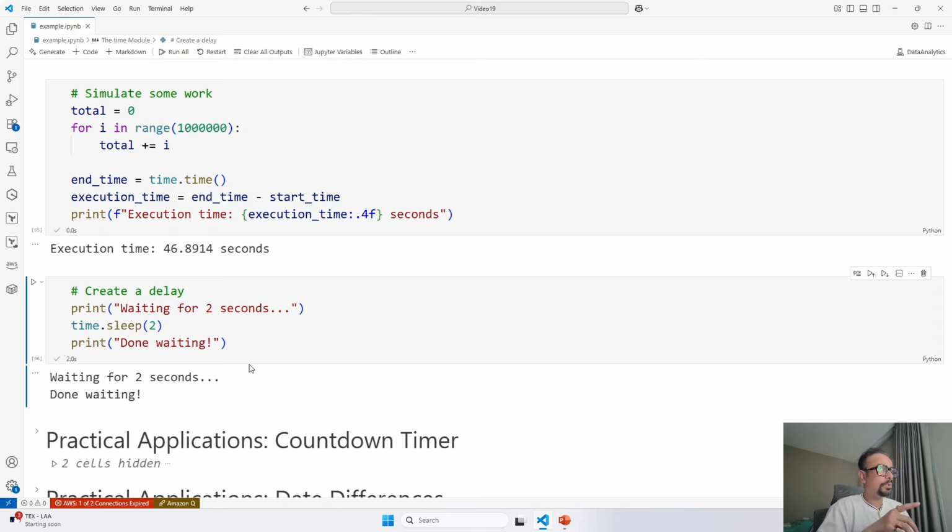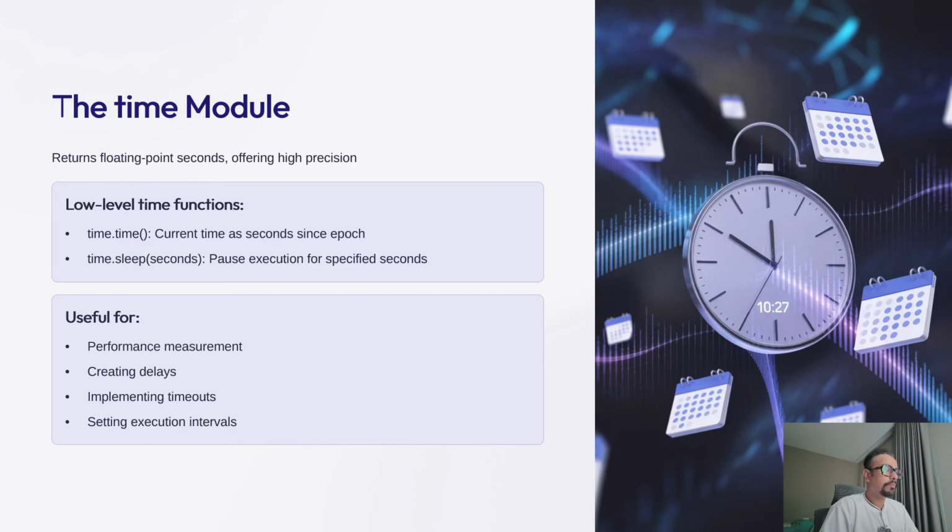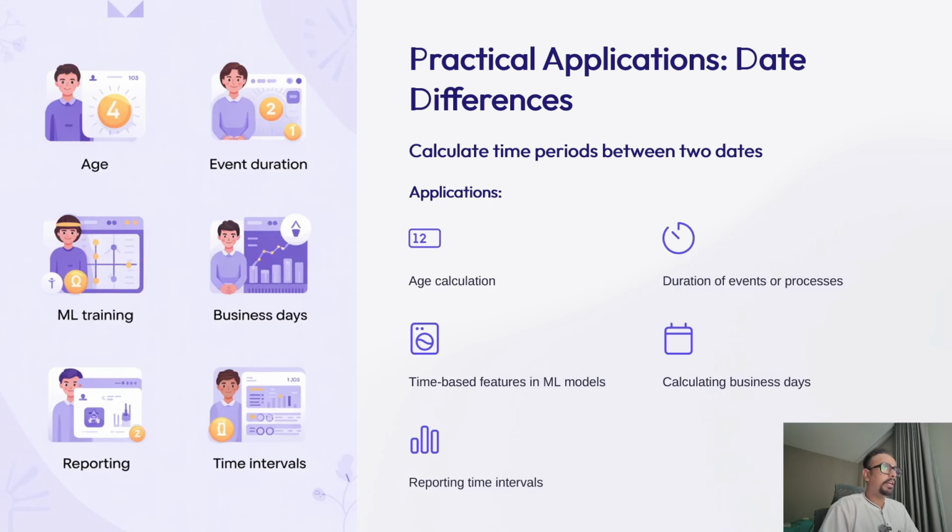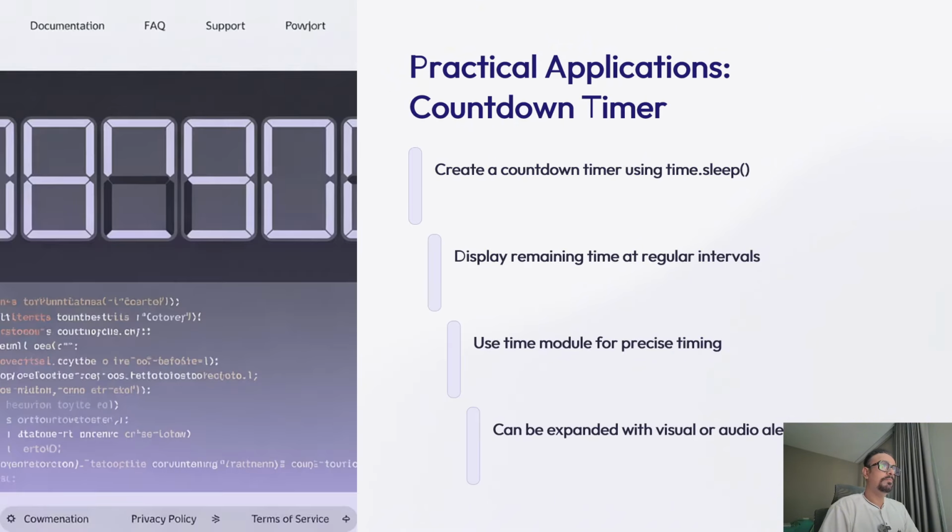Don't worry, I am going to show you a practical example for this. Now let's talk about the practical application: a countdown timer. A countdown timer is a practical application for Python's time module, demonstrating how you can create delays and display real-time updates. The basic approach is to use a loop with the time.sleep that I showed you, which is going to wait for specific intervals, typically 1 second, while updating a display of the remaining time.